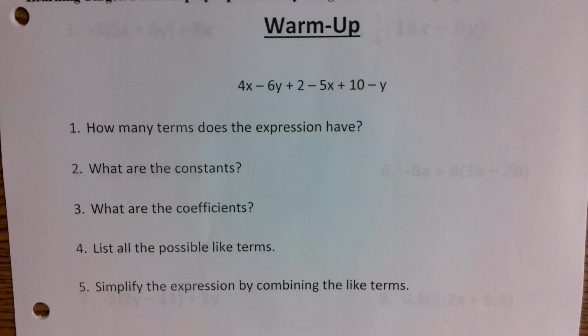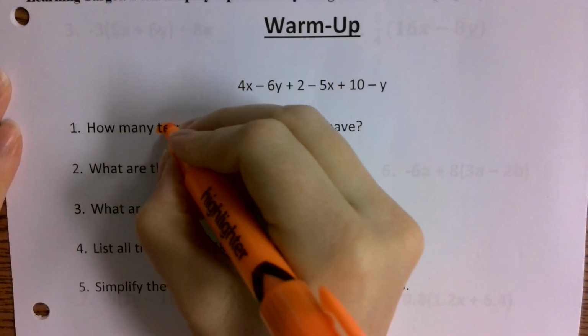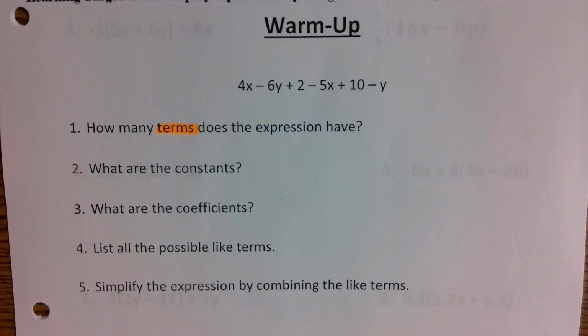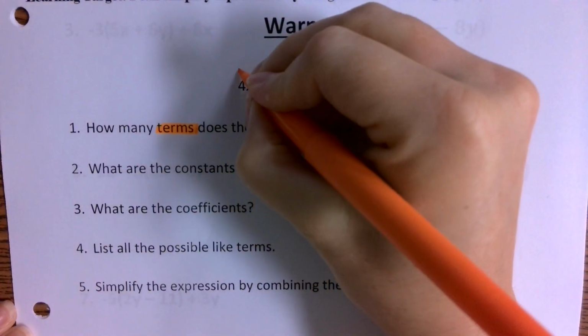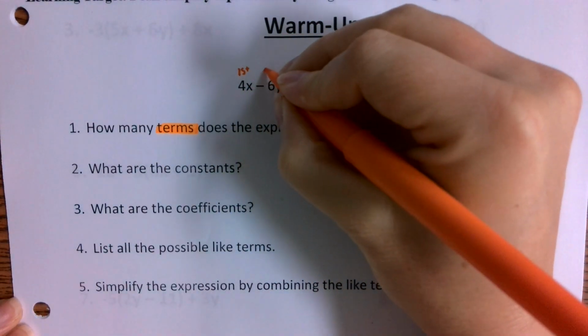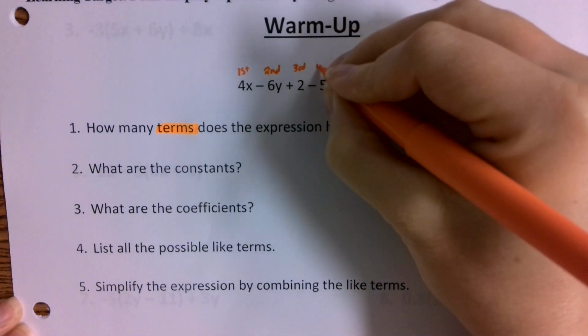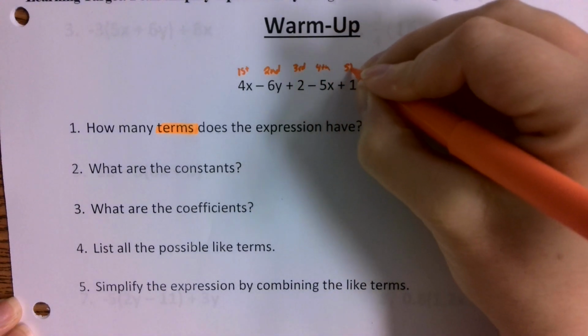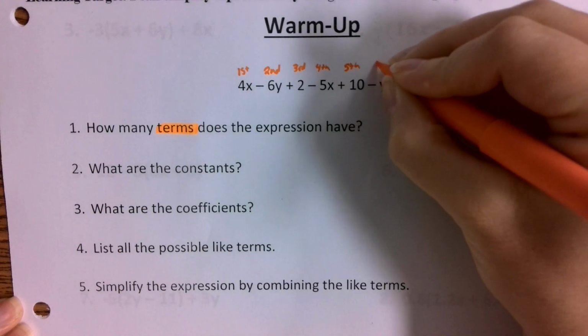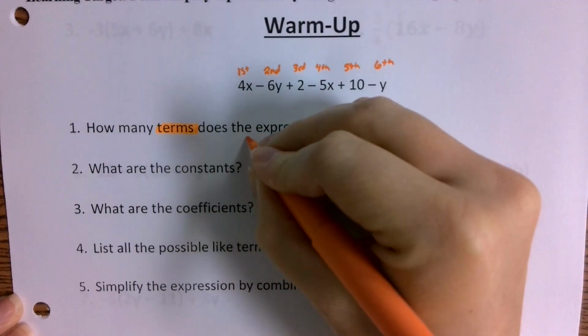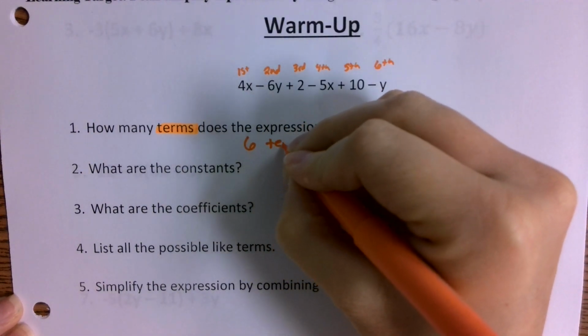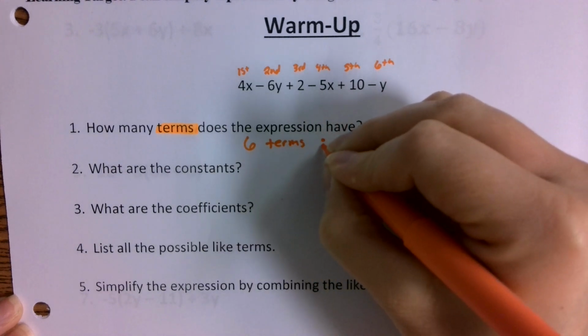How many terms? Isaiah? 6. Okay, so we have 6 terms. Remember, terms are going to be separated by those plus and minus signs. So here's my first term. This one is my second term, my third term, my fourth term, my fifth term, and my sixth term. I have 6 terms, and I'm even going to write down what those terms are.